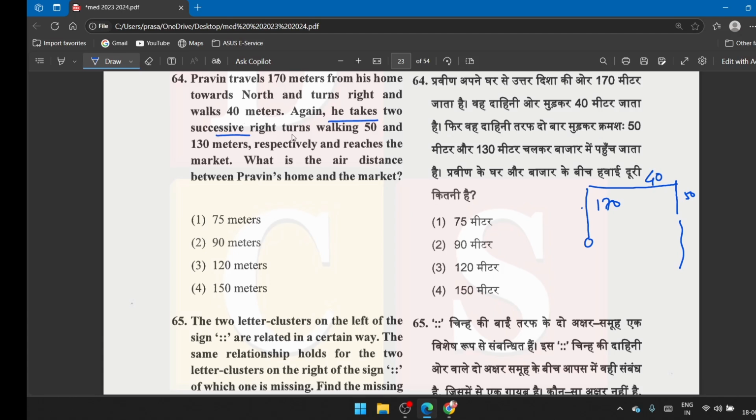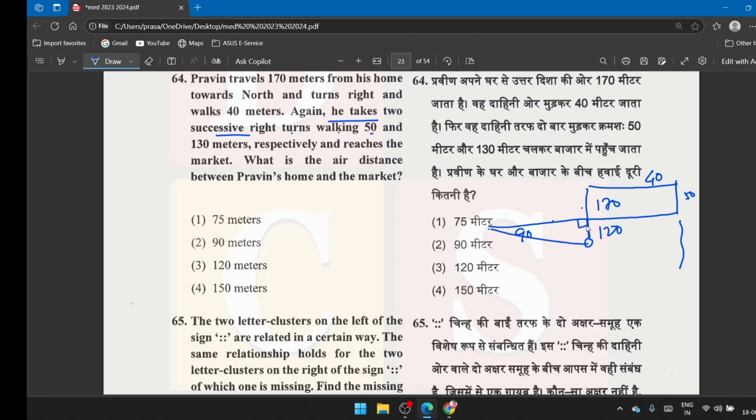Again, he takes two successive right turns, walking 50 and 130. So if this is 50, this will be 130. This is 40, and this is 90. This is 90. Fine. So this distance is 120. This distance is 90. What is the air distance? That means they are asking for this.